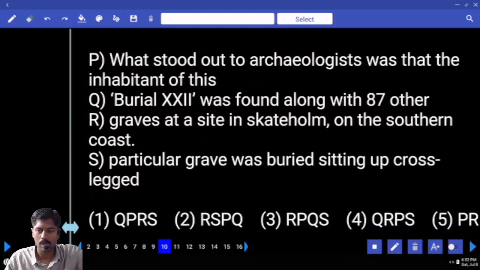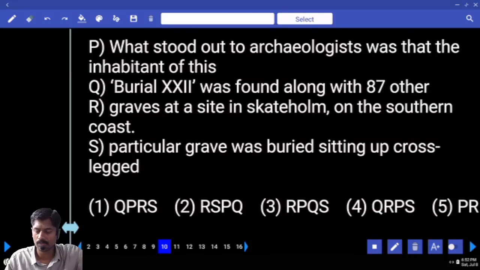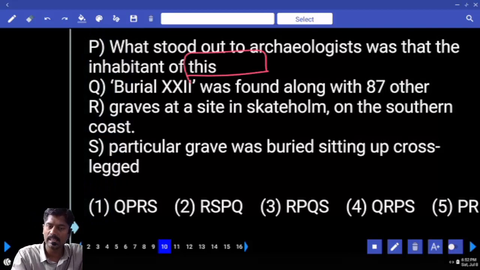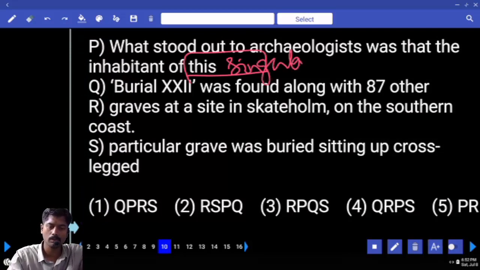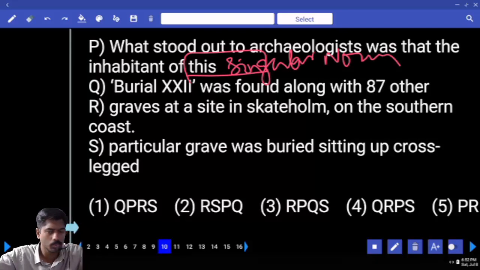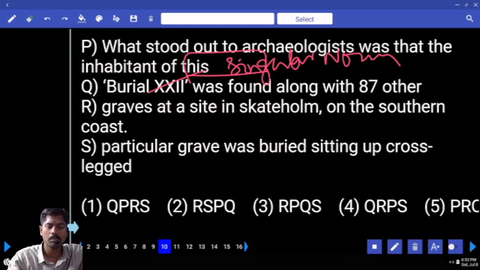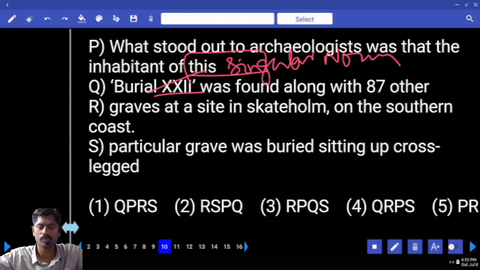What stood out to archaeologists was that the inhabitants of this, after this I need a singular noun. Am I correct? This, that, singular; these, those, plural. So this burial 22, this one 22 only, right? This burial 22 was found, not sure.